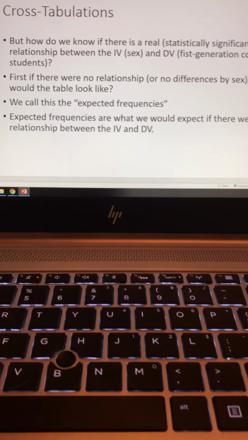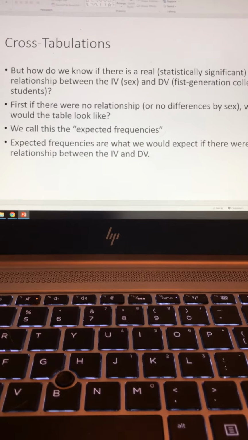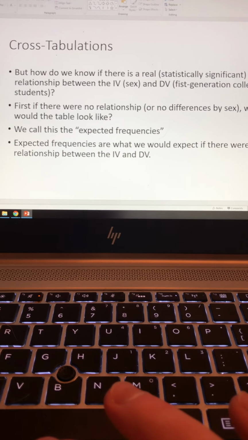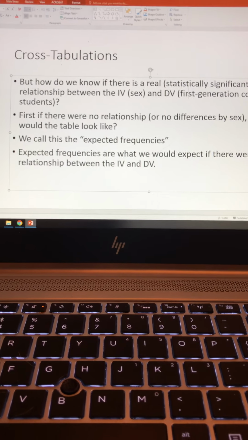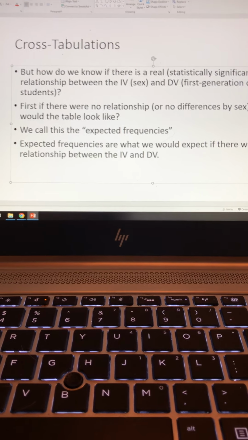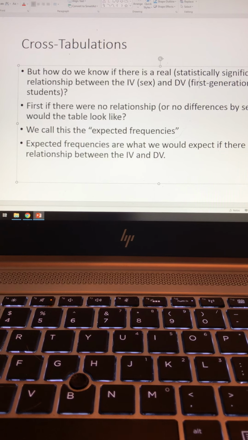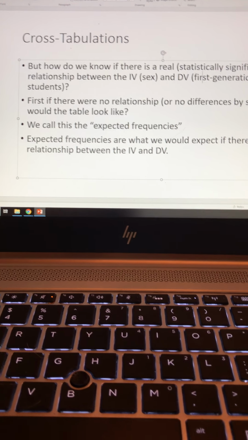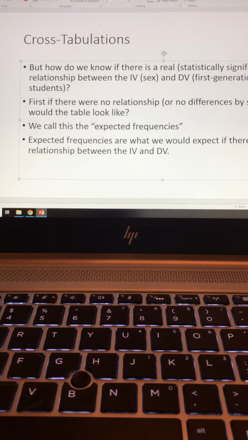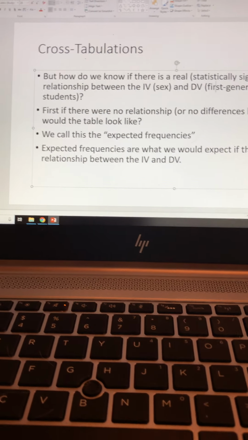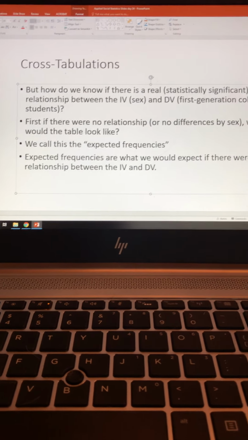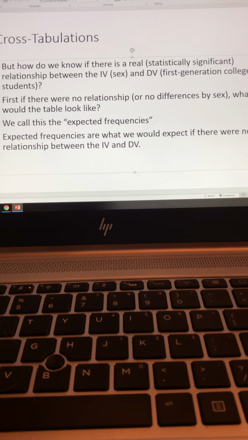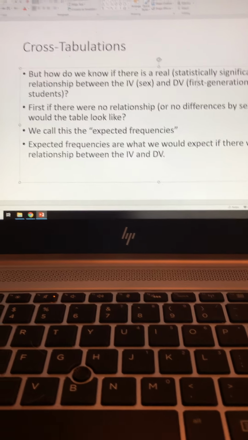Okay. So again, how do we know if there's a real statistically significant relationship between our independent and dependent variable? The independent variable being sex and the dependent variable being generation of college students. So the first thing that we do with a chi-squared test is we calculate what it would look like if there were no differences at all. It's almost a hypothetical cross tabulation that we would expect to find if we expected no relationship at all.